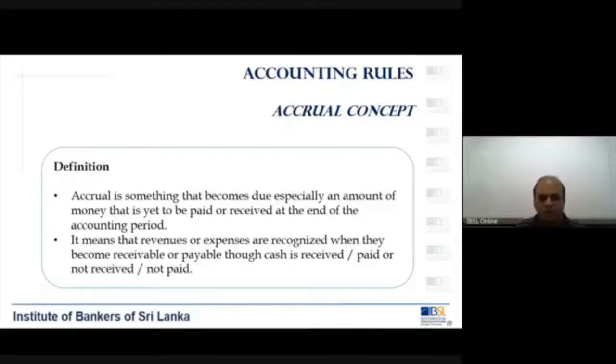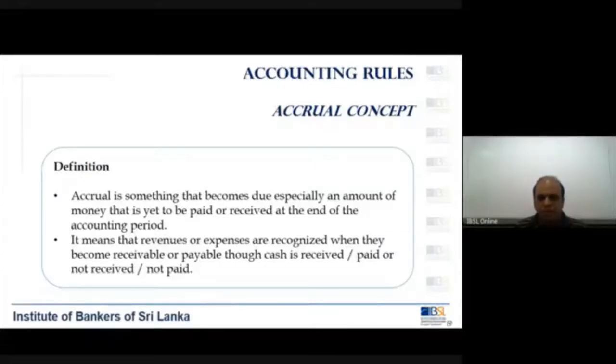So accrual is something that becomes due, especially an amount of money that is yet to be paid or received at the end of the accounting period, right? So in terms of the definition, this is what it says. Accrual is something that becomes due, especially an amount of money that is yet to be paid or received at the end of the accounting period.